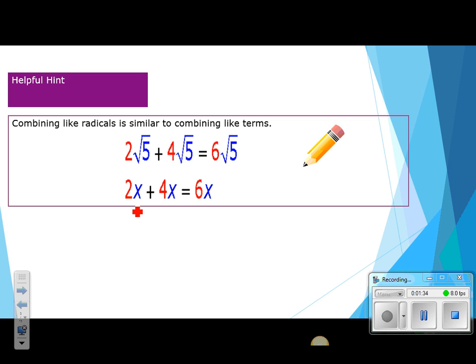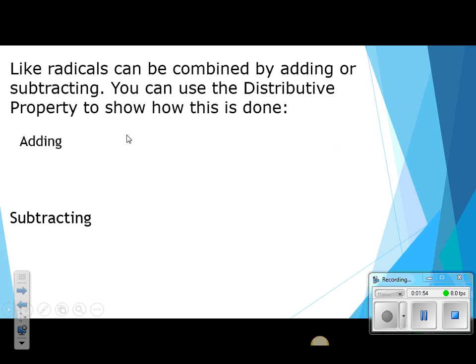So if you have 2x plus 4x, we get 6x because these are the same. The same goes with radicals. The radicand has to be the same in order for us to add the 2 and the 4 to make 6. Okay, so that's a helpful hint. You do not need to write this down, but I want you to visualize what's happening here. Like radicals can be combined by adding or subtracting. You can use the distributive property to show how this is done.